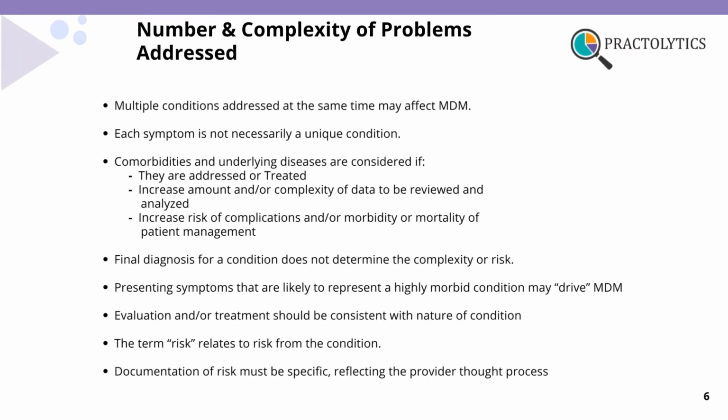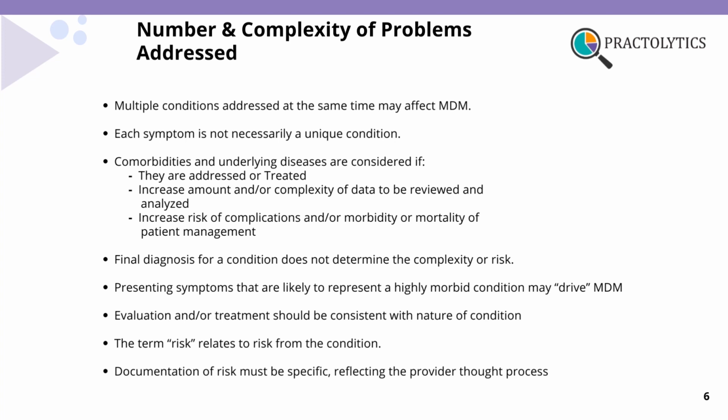Now, we will talk about the three main criteria of medical decision making, one after the other. The first one is the number and complexity of problems addressed. Multiple conditions may be addressed at the same time, and these conditions may affect the overall medical decision making. In some cases, symptoms may also lead to a specific definitive diagnosis, and in such cases, each symptom is not always necessarily a unique condition that is treated or addressed because there is a definitive diagnosis that is already there. So, a group of symptoms may lead to a single condition. That condition would be counted, not the symptoms.